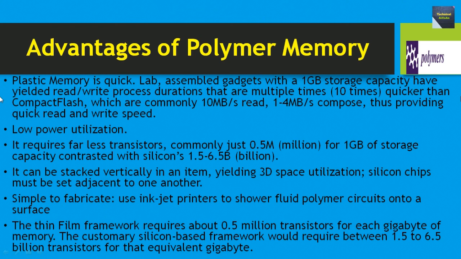The thin film framework requires about 0.5 million transistors for each gigabyte of memory. The customary silicon based framework would require between 1.5 to 6.5 billion transistors for that same gigabyte.